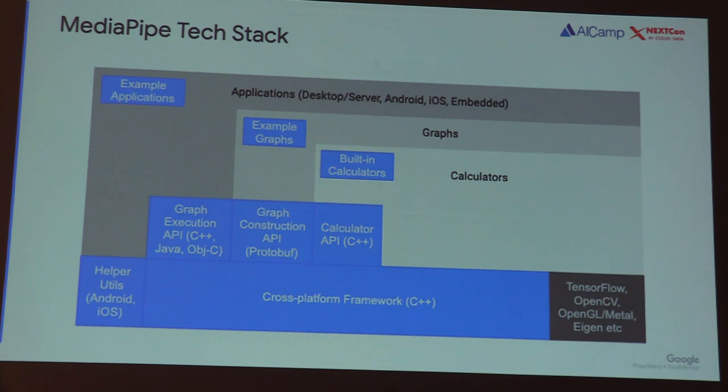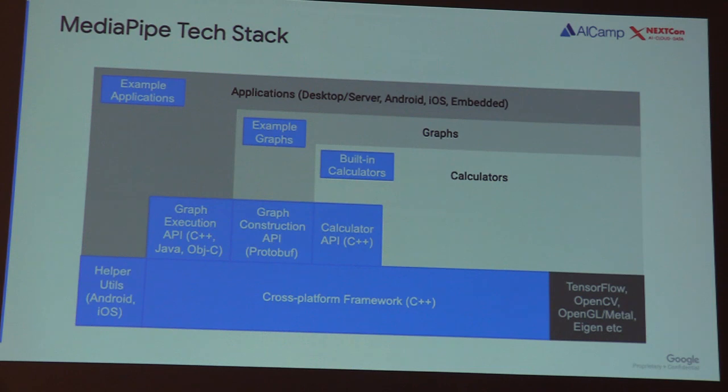The MediaPipe distribution comes with a set of example graphs, and I should mention that the APIs that MediaPipe exposes are graph execution, graph construction, and the calculator API. The simplest thing to do is to take a prepackaged graph, such as the hand tracking graph, and just run it inside your application, and use its output to do some rendering or something.